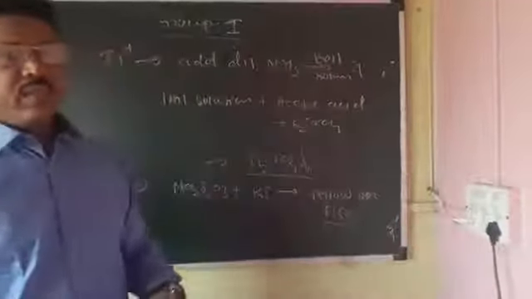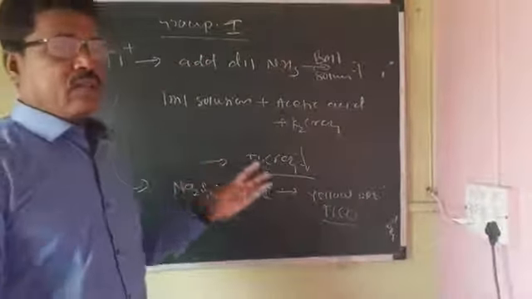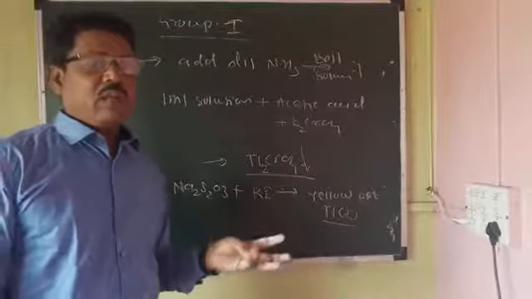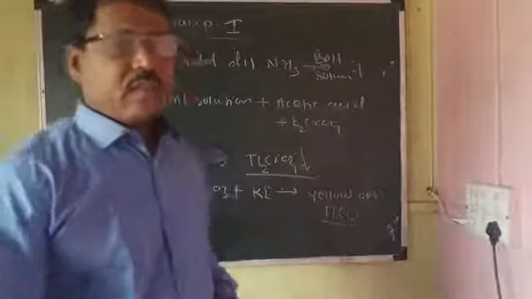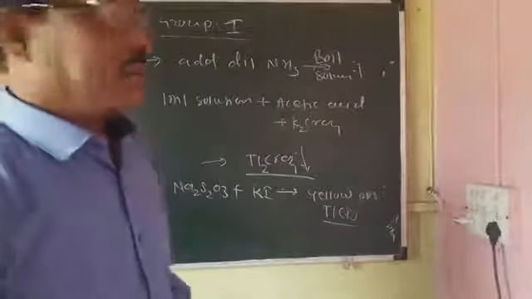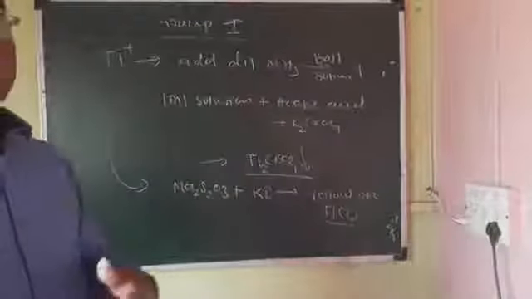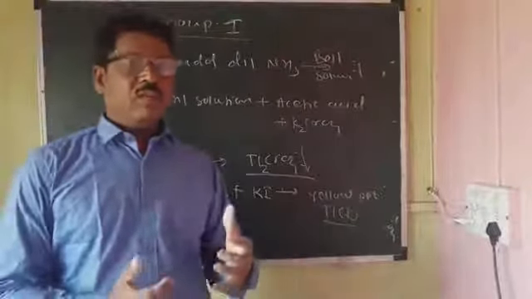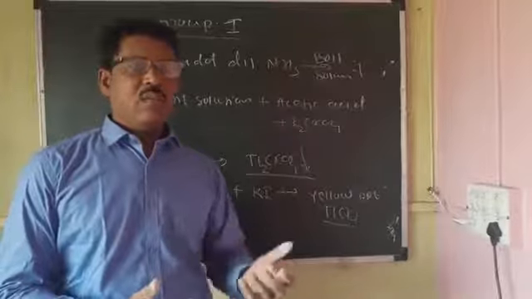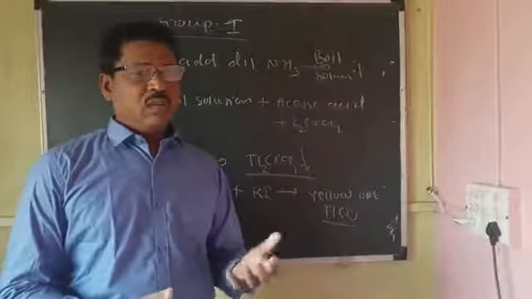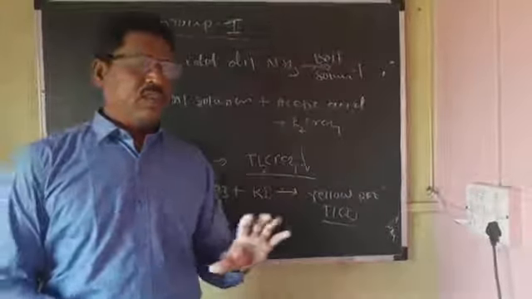These are the confirmatory or spot tests used for mercury, silver, lead, and thallium. These are very simple methods to remember which type of confirmatory test and which type of reagent is used for mercury, silver, lead, and thallium. You remember this. Okay, thank you.